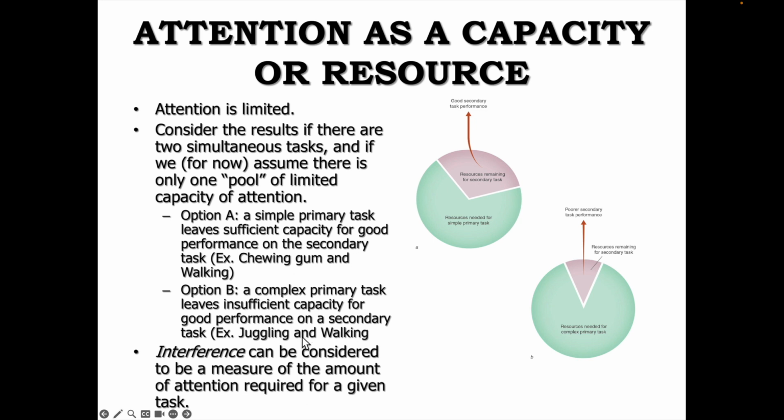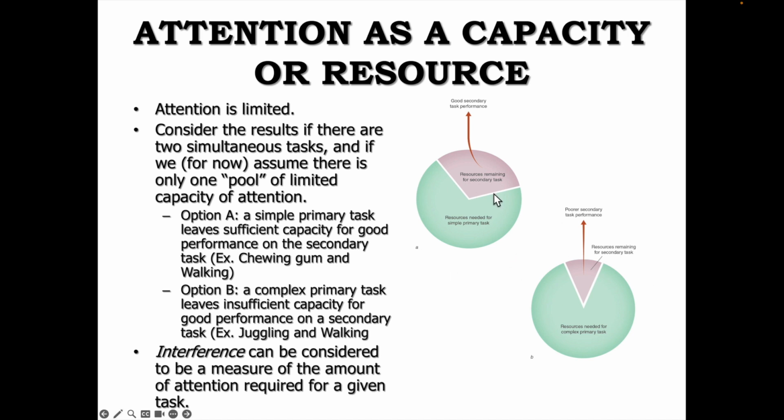So in option B, having difficulty walking when you're focusing on juggling is due to this idea of interference. Essentially, interference is considered to be a measure of the amount of attention required for a given task.